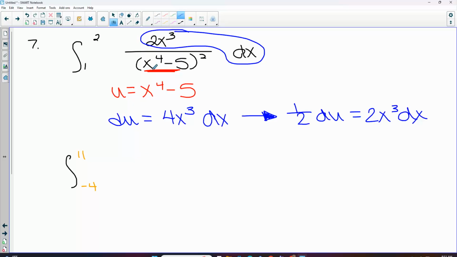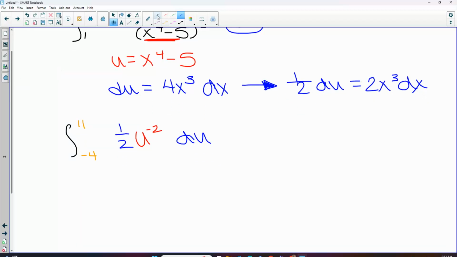So we had u on the bottom, so that's like a negative 2 power. And the 2x cubed dx is getting replaced with the 1/2 du. Antiderivative of u to the negative 2, if you add 1, you get negative 1, so we get a negative 1/2 in front.